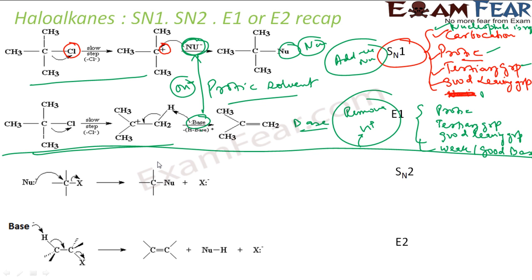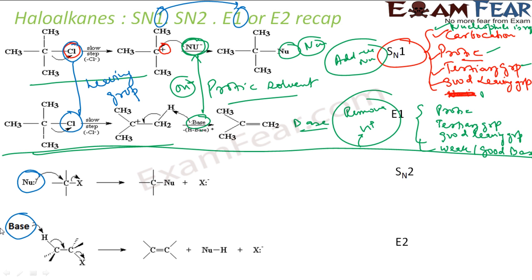The next is the SN2 reaction and E2 reaction. As I told, in the first two reactions it was the leaving group that was deciding the reaction. The leaving group was the hero, and that's why it is an SN1 or E1 reaction. But in this case, the leaving group is not the hero. The nucleophile or the base is the hero, correct?